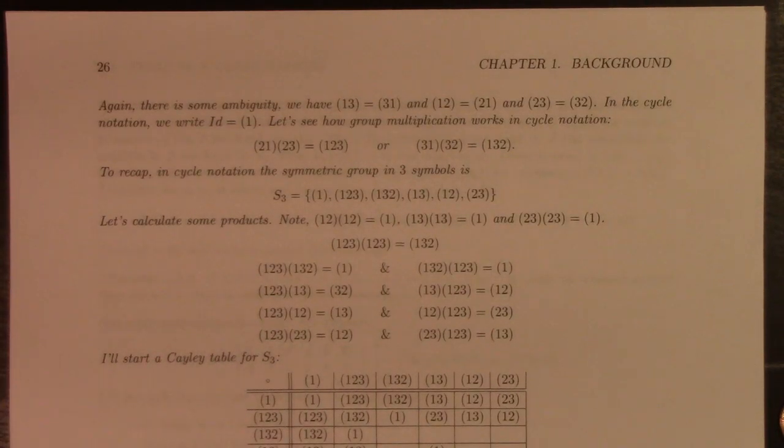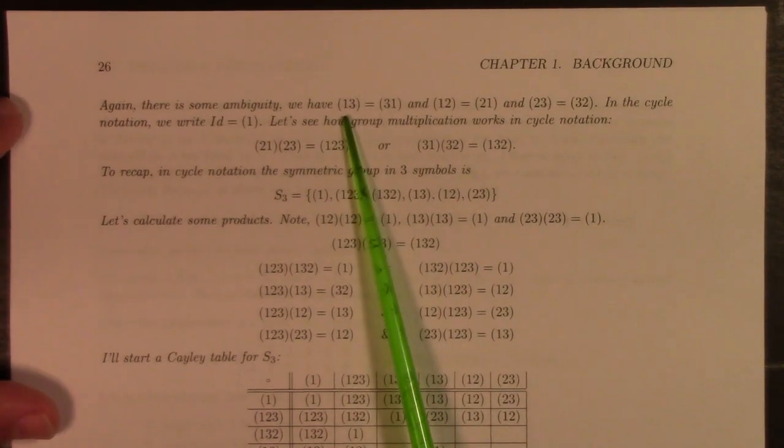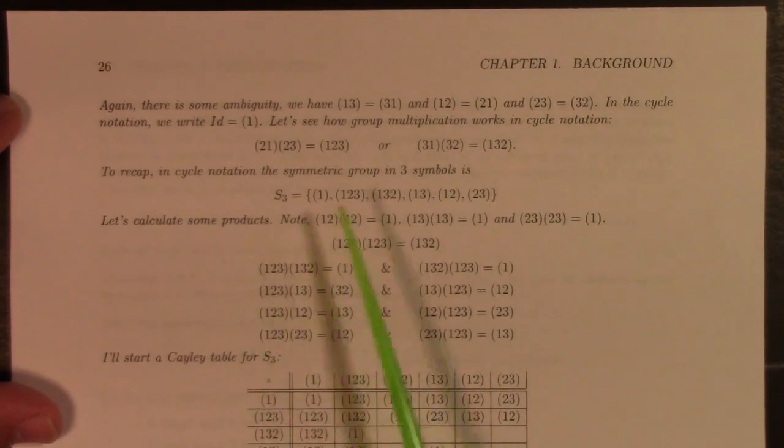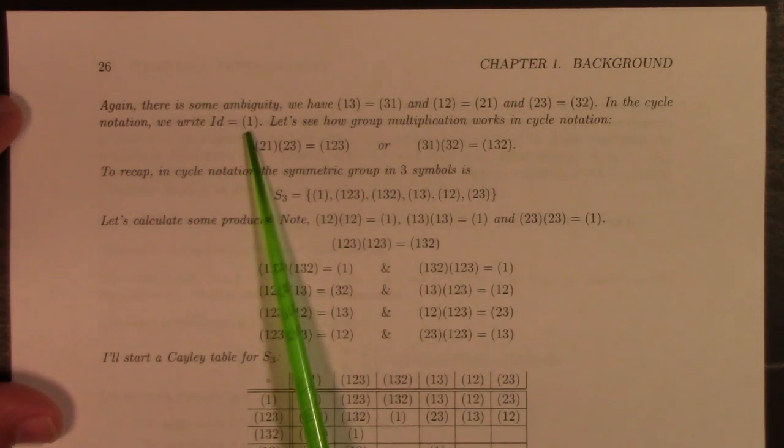Sorry, I'll pick up the pace here. I do have things to tell you today. All right, again, there's ambiguity with the cycle notation. (1 3) is (3 1), (1 2) is (2 1), (1 2 3) is (3 2 1). In the cycle notation, oh, I made up my mind over here. I'd say it is equal to 1, right?